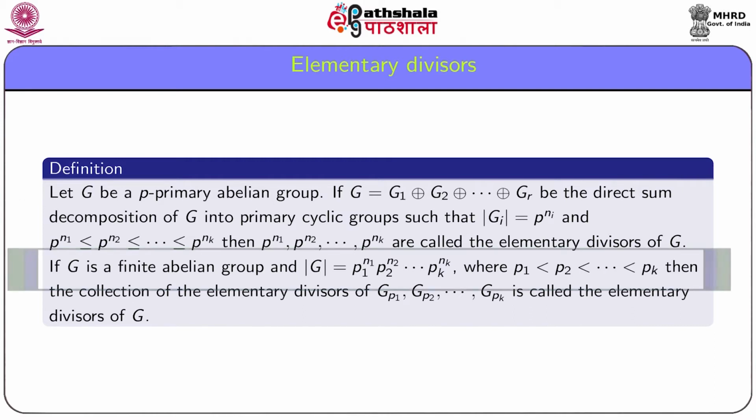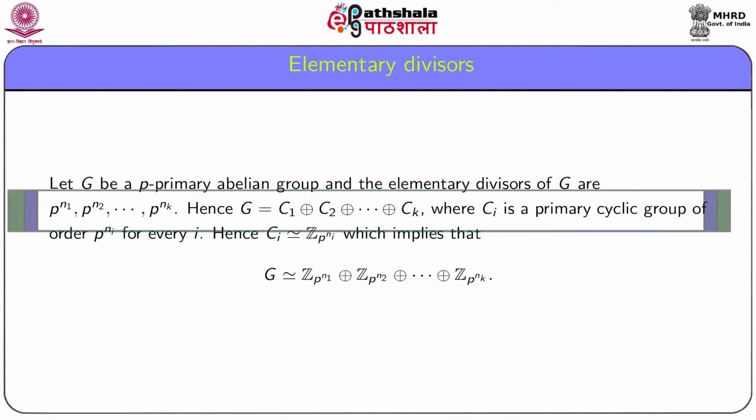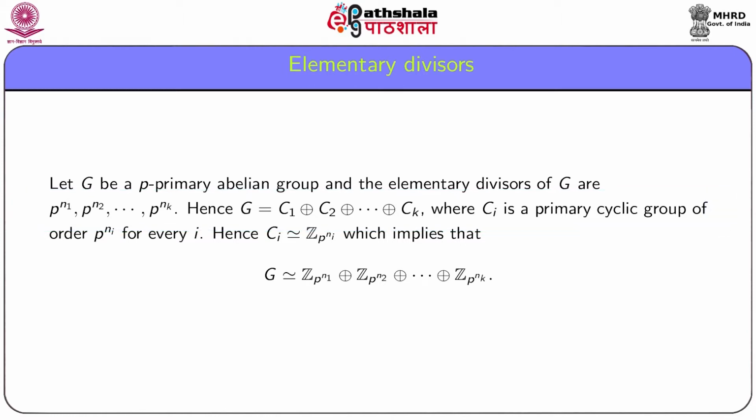In case G is a finite abelian group having order p1 to the power n1, p2 to the power n2, and so on, pk to the power nk, where the primes p1, p2, ..., pk are arranged in ascending order, then the collection of the elementary divisors of the p-primary components Gp1, Gp2, ..., Gpk are called the elementary divisors of G. Also recall that if a p-primary abelian group G has elementary divisors p to the power n1, p to the power n2, up to p to the power nk, then G is isomorphic to the direct sum of the cyclic groups Z p to the power n1, Z p to the power n2, and so on, Z p to the power nk.